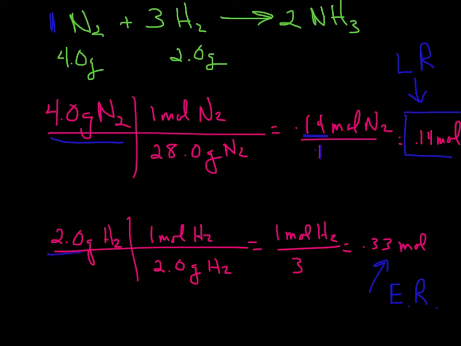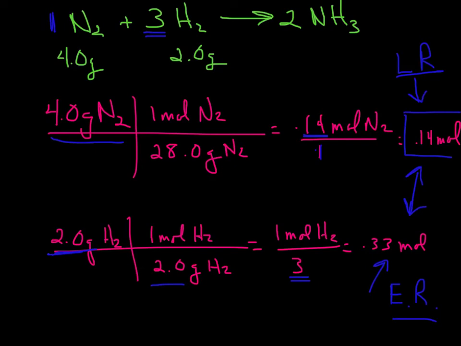Do the same thing down here for hydrogen. I have 2.0 grams of hydrogen times 1 mole of hydrogen. The molar mass of hydrogen is 2.0 grams. That gives me 1 mole. That's divided by a 3 because there's a 3 in front of hydrogen in the reaction, and I get 0.33. Compare these two numbers. The smallest number is your limiting reactant. 0.14 is smaller than 0.33, so this is your limiting reactant, nitrogen. Hydrogen is your excess reactant.